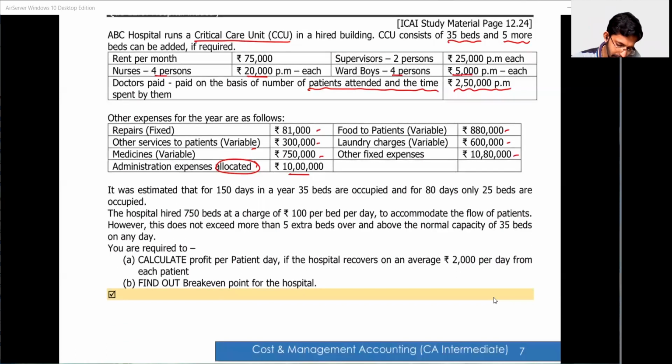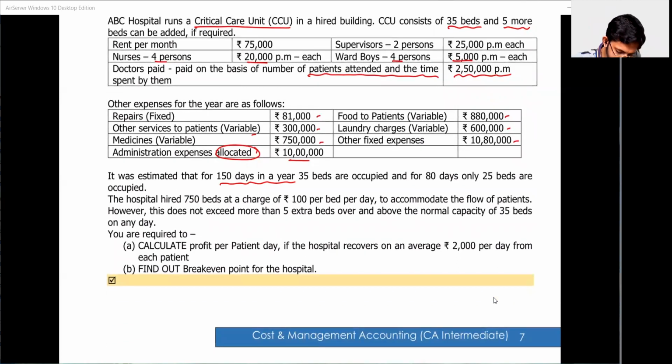Now it was estimated that for 150 days in a year, 35 beds are occupied, and for 80 days only 25 beds are occupied. So when you take the total number of days in the year, they are considering only 150 days plus 80 days, so 230 days, not 365 or 300 days like that. So they are taking only 230 days, and over this 230 days, for 150 days 35 beds were occupied, and for the remaining 80 days, what happens? Only 25 beds are occupied.